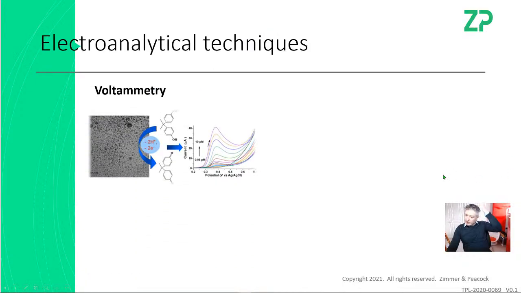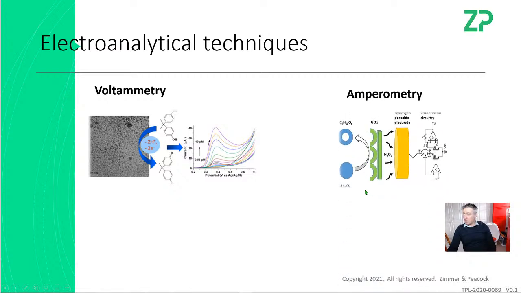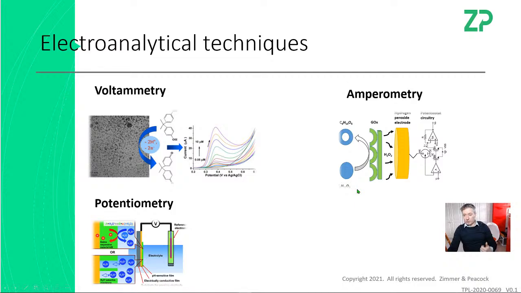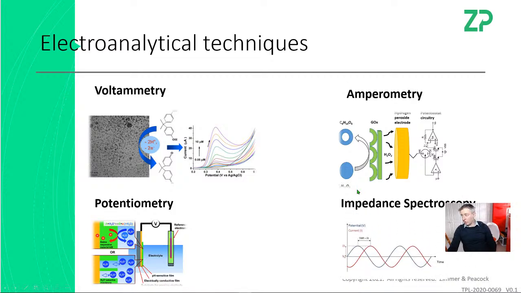So there are lots of videos on the ZP website, and we discussed this. But the four main techniques that we tend to use at Zimmer Peacock are voltammetry: you change the voltage, you measure the current. Amperometry: you hold the voltage and just measure the current. Open circuit potential: you just measure the voltage. And then the last one that we use quite a lot is impedance spectroscopy. In fact, if anyone's making an immunosensor, I would recommend impedance spectroscopy.